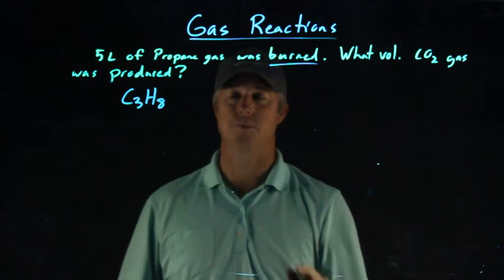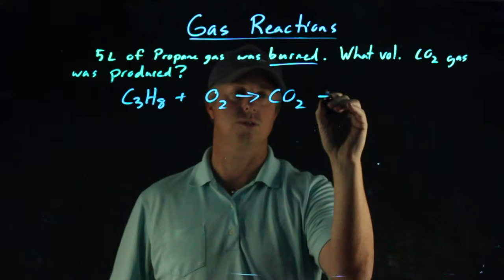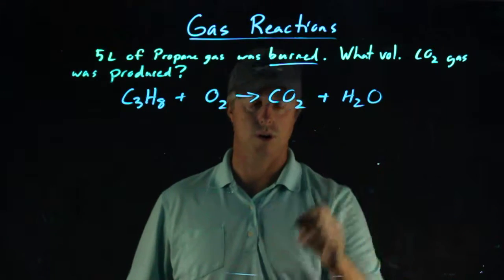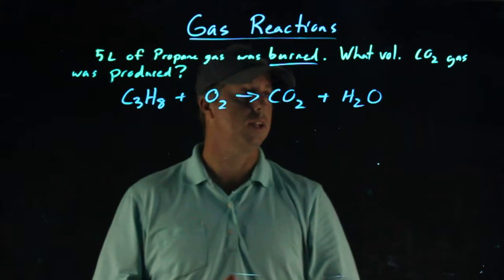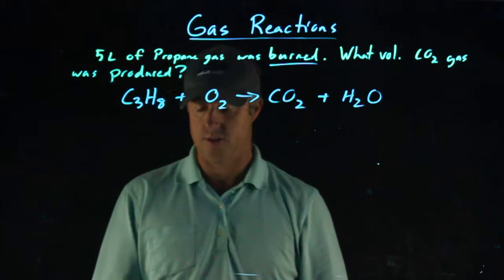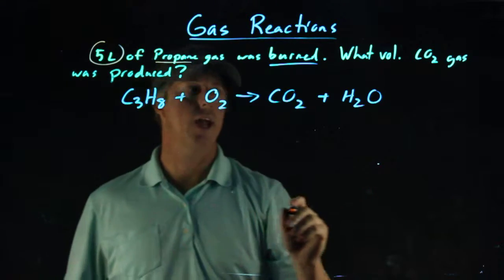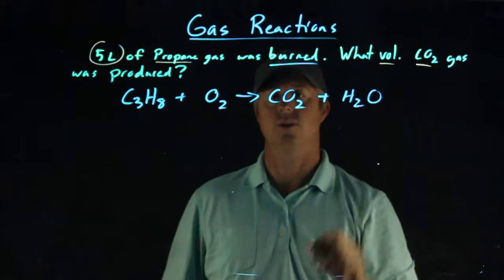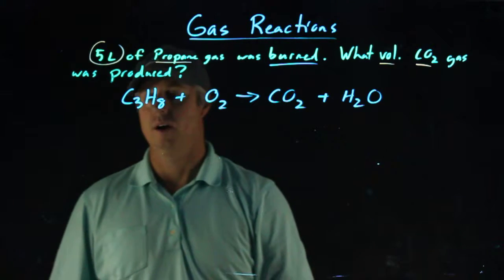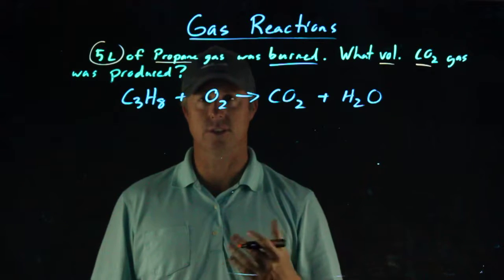As soon as I see it's burned, I know I'm adding oxygen and I'm getting smoke: CO2 plus H2O, water. And then it's asking me what volume of gas was produced. So the values that I know is I have 5 liters of propane gas, what volume of CO2. Okay. There's a trick to this, and I want to explain that trick. So first let's do the trick.